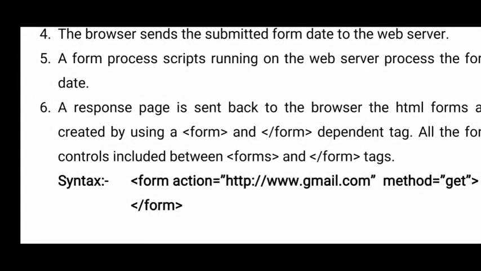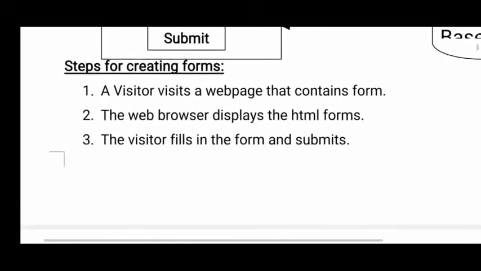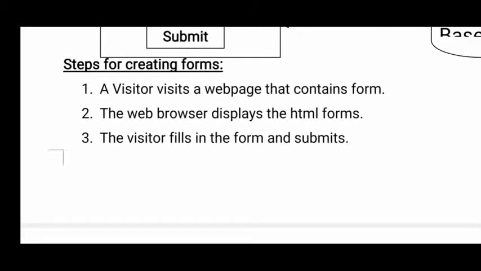Understood? So, here we have different steps. What does the user have to do actually? First, the user has to open a web page which contains an HTML form. Next, the browser will display the HTML form and the user will enter the information. After entering the information, the user will submit it and that data is submitted to a web server. The browser will submit the data to the web server, and whatever information is taken by the browser is processed by the script inside the web server.